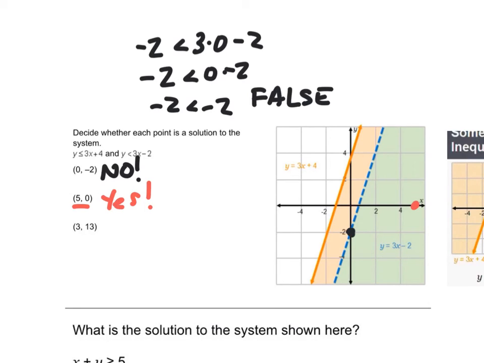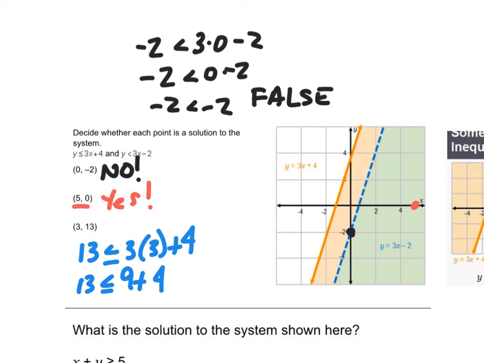Okay, but if I do 3, 13, let's plug in 13 for y. Let's just plug it into the first one. 13 is less than or equal to 3 times 3 plus 4. So that's going to give me 13 is less than or equal to 9 plus 4. 9 plus 4 is 13, so 13 is less than or equal to 13. This is true.